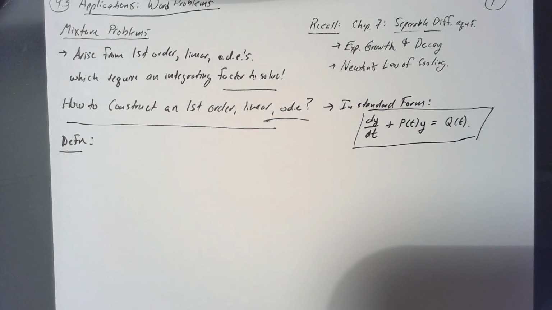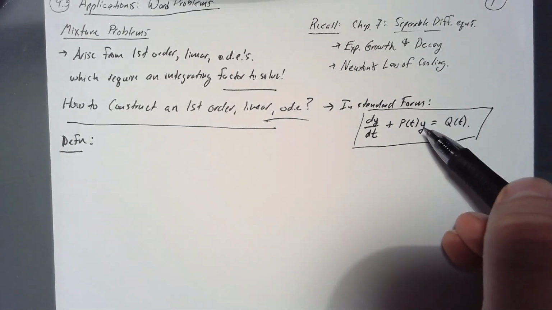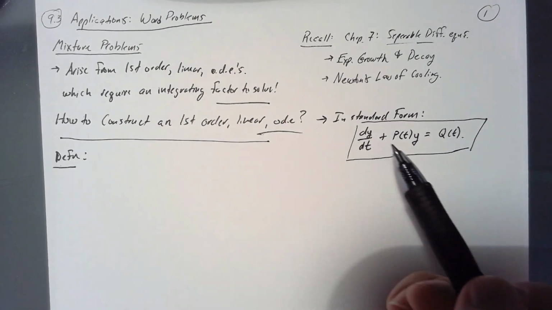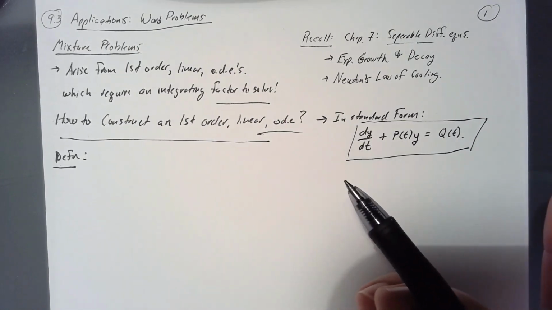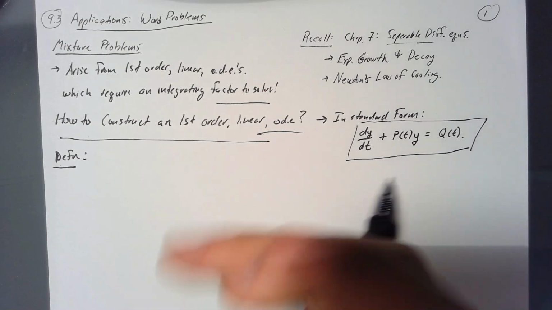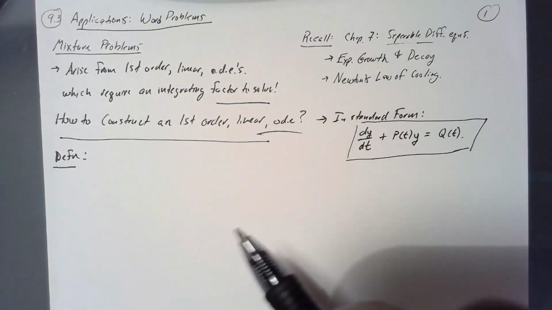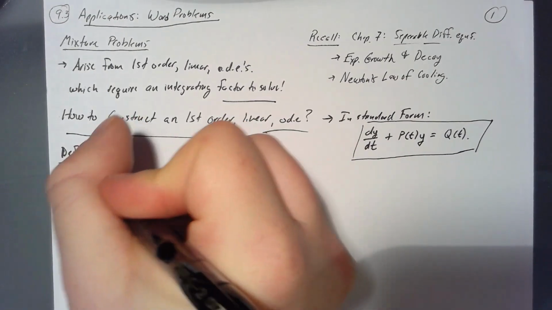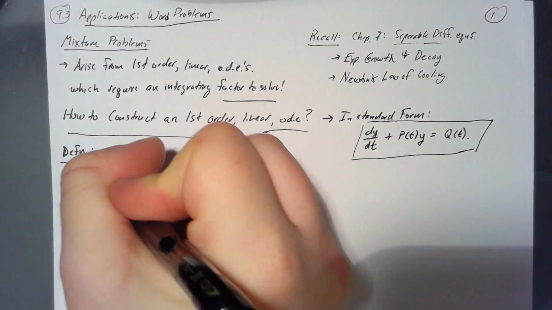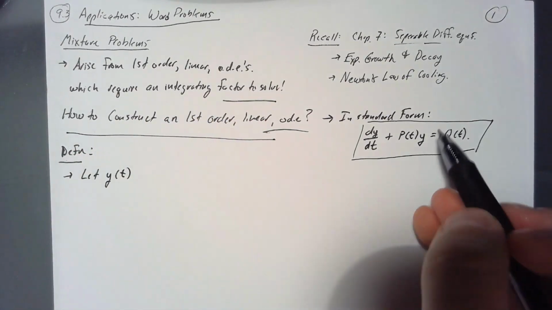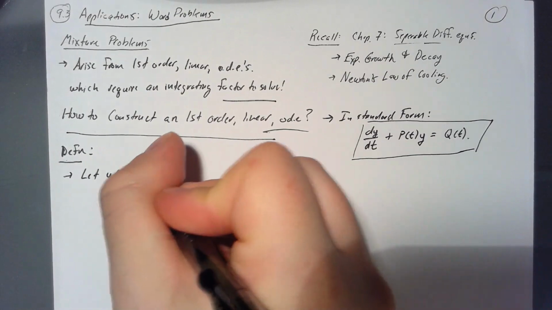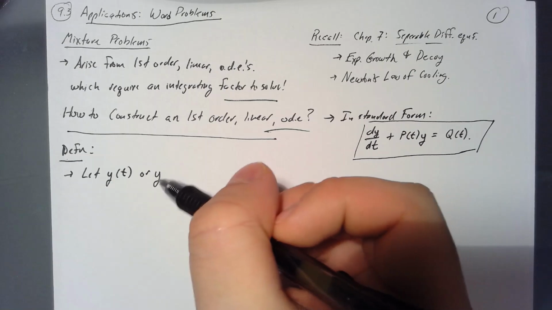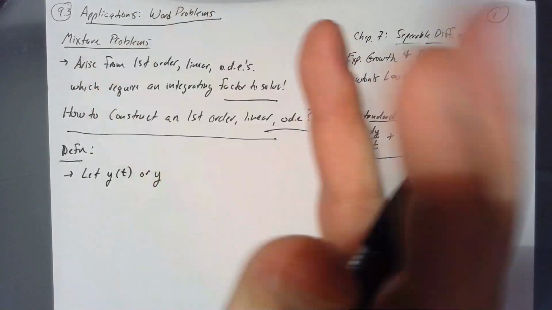We're going to let y. So in these mixture problems, we're usually interested in finding how much stuff is in a given container. It could be a tank, a vat, whatever. So we're going to let y, which is a function of t, but we're just going to use y, but it really is y of t. We're just going to write it this way so it's easier to write out when we make the equation.